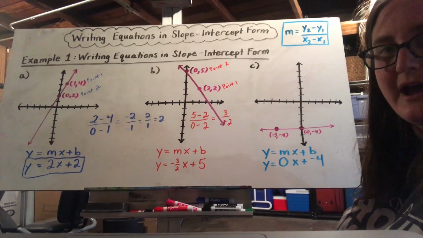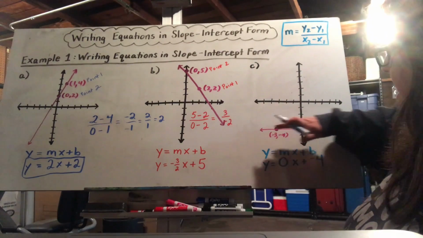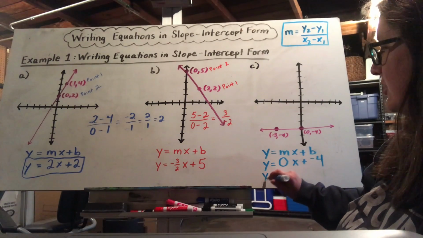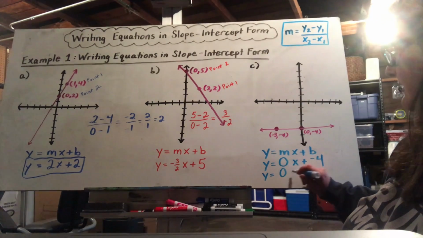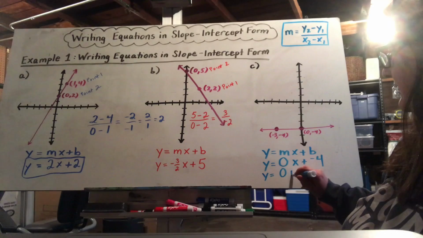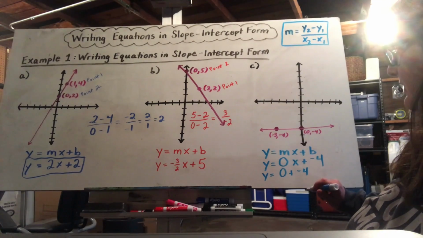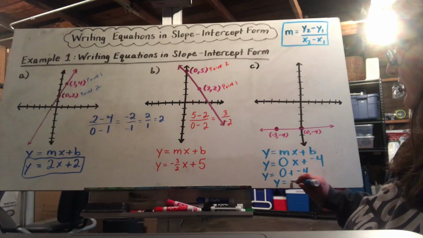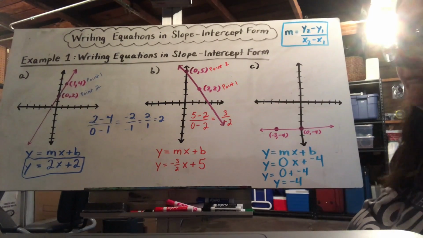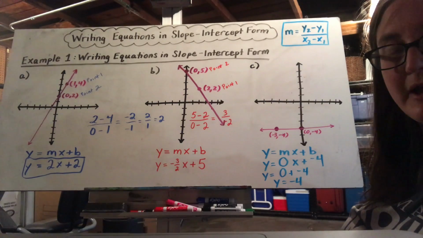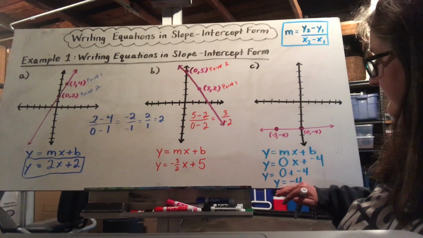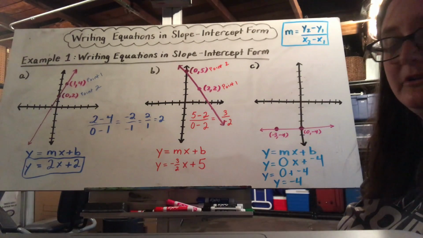It doesn't have any sort of slope to it. It's just flat. So 0 times x, I know is going to be 0. And plus negative 4 just gives me negative 4. So for this one, for my equation, I can just say y equals negative 4. That's going to be my equation for this line. This is a simplified slope-intercept form.